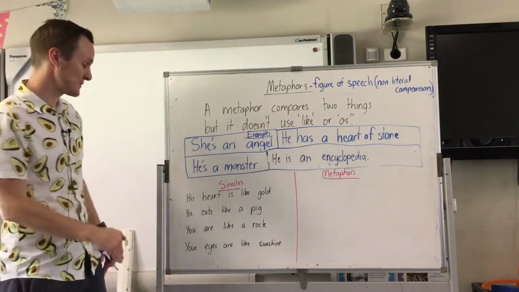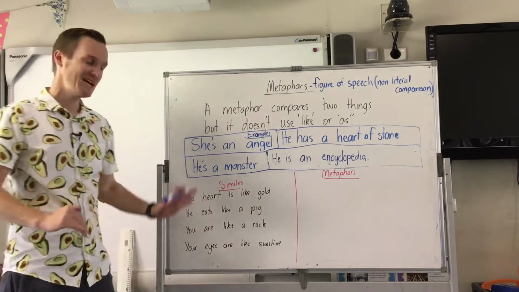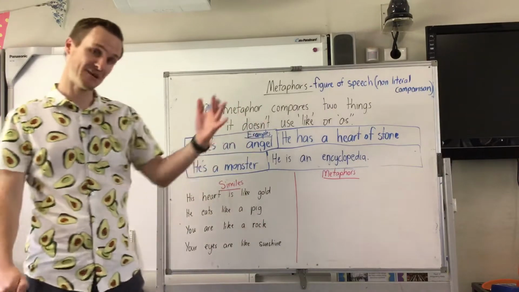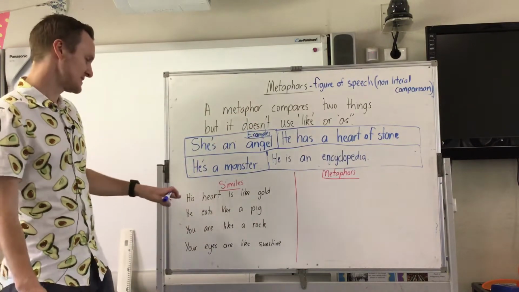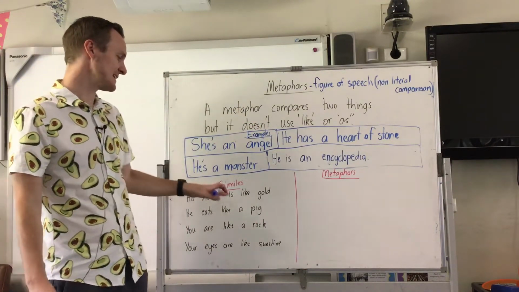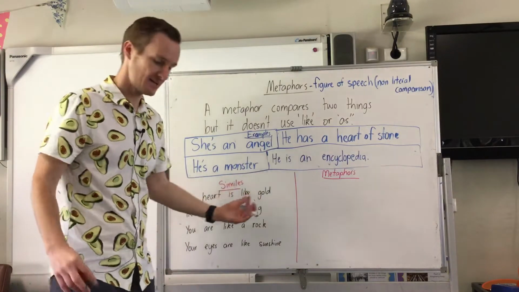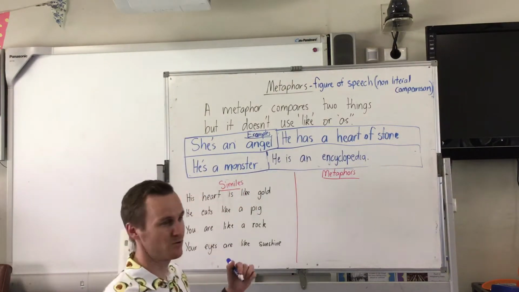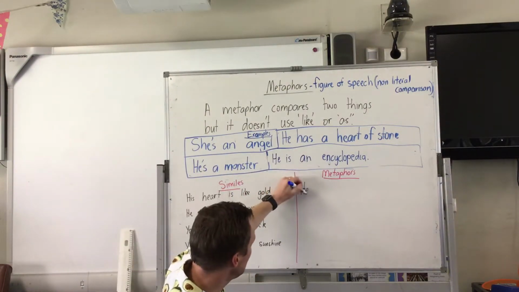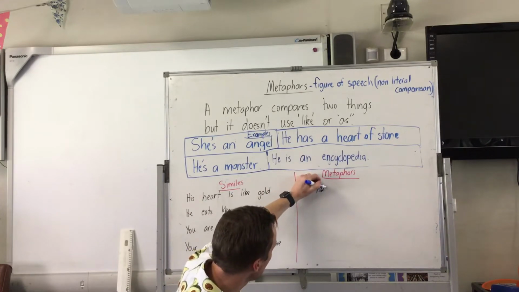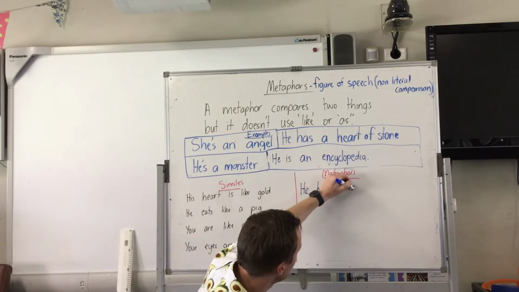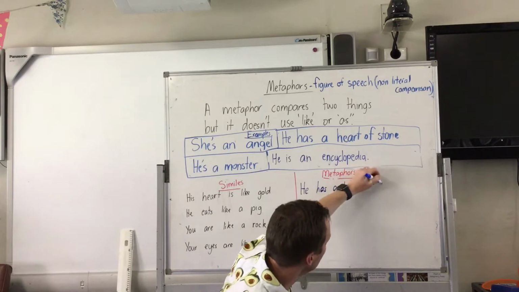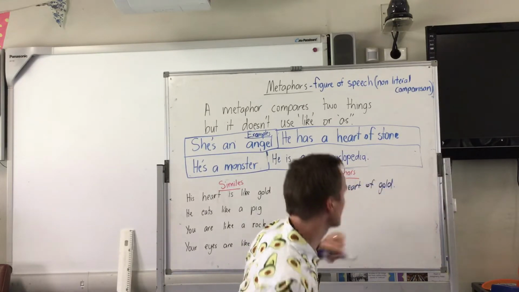What we're going to do now is we're going to take a few examples of similes and show you what they look like as a metaphor. So we're going to change them across. So let's say the first one. His heart is like gold. Okay. So his heart is like gold. We change that to he has a heart of gold. You're directly relating those two things.